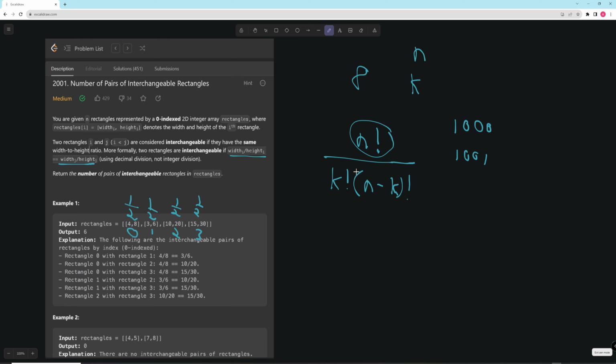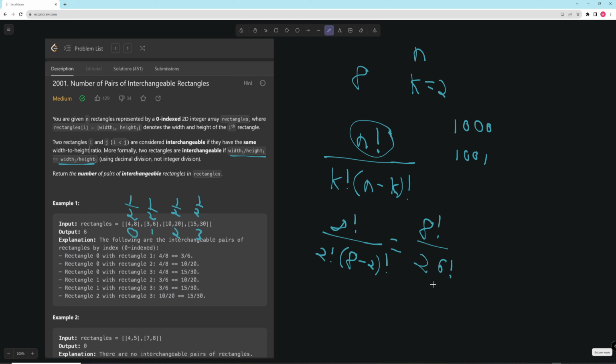But let's try to use this equation for a few numbers and see what we get. Let's say for 8, n is 8 and k is 2 for all of these, because we're getting pairs. All our combinations are length 2, and we have 8 numbers to choose from in our example. So if n is 8, we have 8 factorial over 2 factorial times 8 minus 2 factorial. What is that going to be equal to? It's going to be 8 factorial over 2 factorial, which is just 2, times 6 factorial.